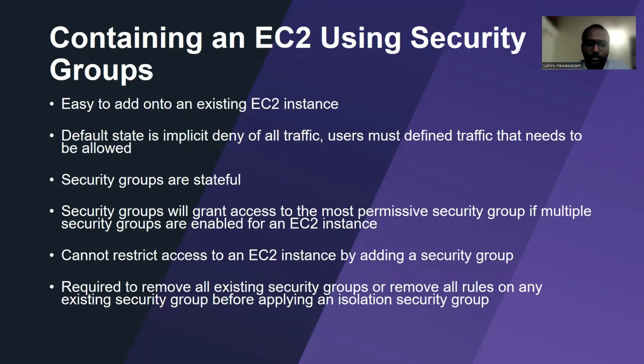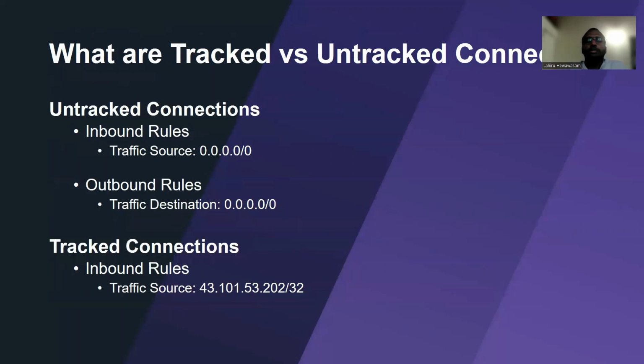Also, it's important to keep in mind that you cannot restrict access to an EC2 instance just by adding a security group. If you want to restrict access, you will need to remove all security groups or all the rules in a security group to isolate the EC2 instance. When we're talking about security groups, we need to talk about tracked versus untracked connections. What these two are will determine how you isolate your EC2 instance.